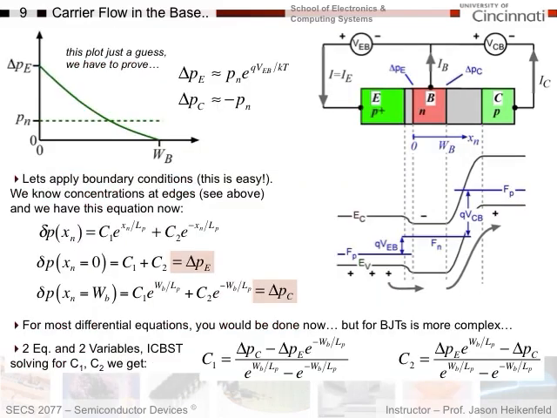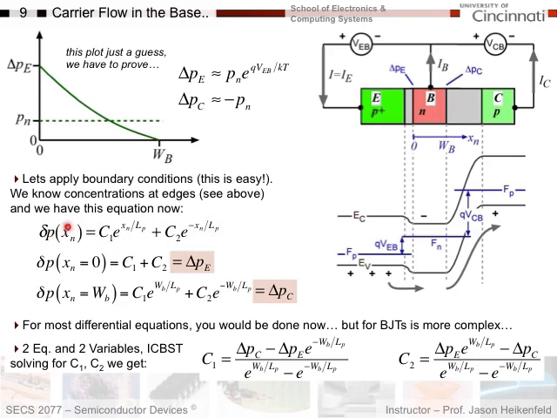Okay, so now let's keep working on getting the carrier flow in the base, okay? And so we had solved for these previously. I have an excess at one side, delta PE, and I have 0 at the other side. Delta PC is equal to minus P sub n. P sub n minus P sub n gives me 0. We have this from the previous slide. We solved for this general solution, right? And again, let's apply some boundary conditions to try to simplify this down.